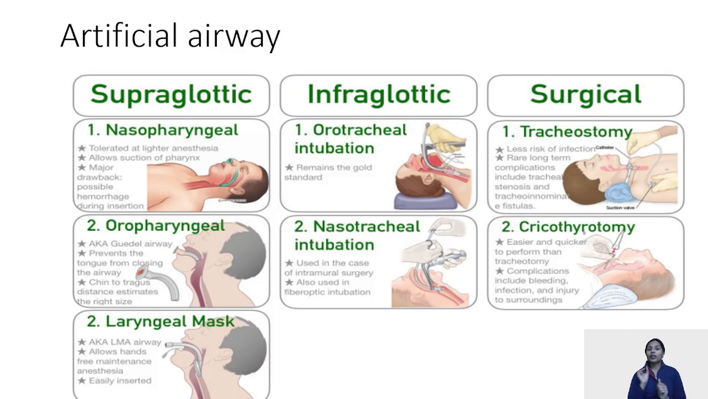Infraglottic are those airway devices which go beyond your glottis. They are below your vocal cords. This could be your endotracheal intubation, which could be oral or nasal. Then comes surgical airway. It could be tracheostomy or cricothyrotomies.